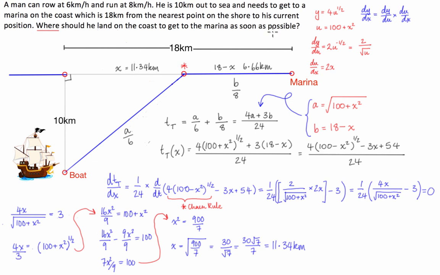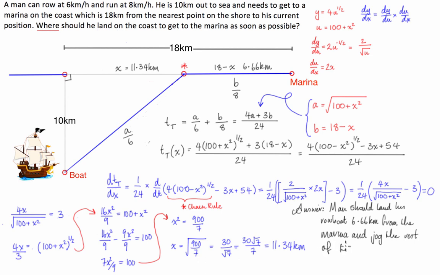So the question is asking us, where should he land on the coast to get to the marina as soon as possible? So the answer that we could write, let's just write our answer here. We could say that the man should land his rowboat 6.66 kilometers from the marina and jog the rest of the way.